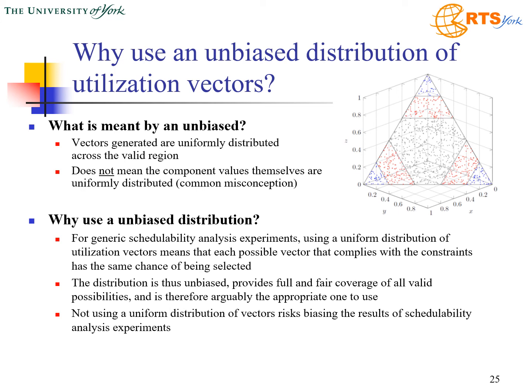So why use an unbiased distribution? Well, for schedulability analysis experiments, using a uniform distribution of utilization vectors means that each possible vector that complies with the constraints has the same chance of being selected. The distribution is thus unbiased. It provides full and fair coverage of all valid possibilities, and it's therefore arguably the appropriate one to use. Not using a uniform distribution of vectors risks biasing the results of the schedulability analysis experiments.